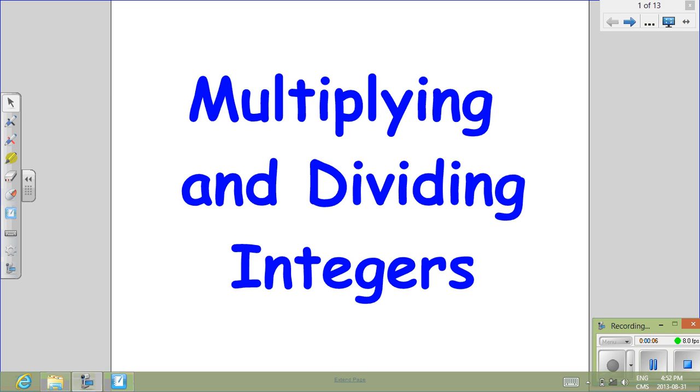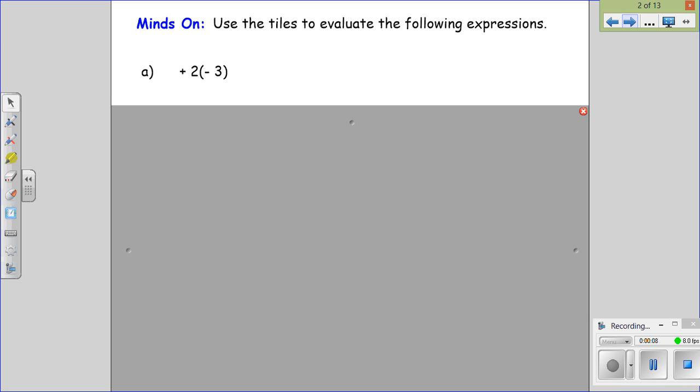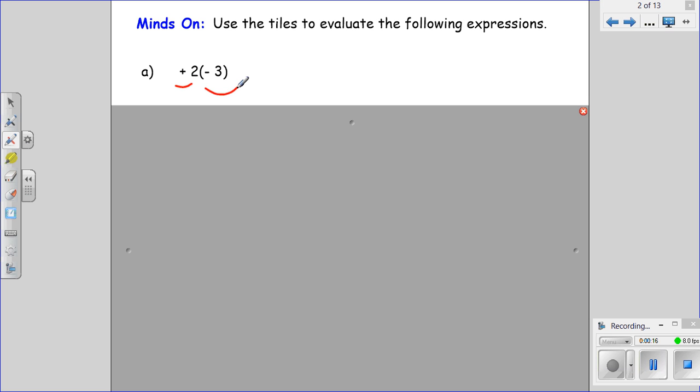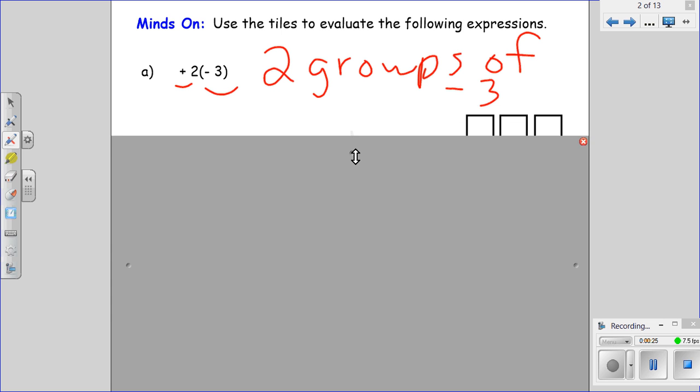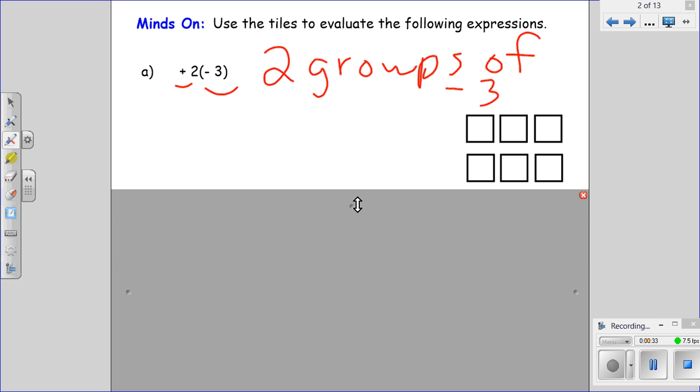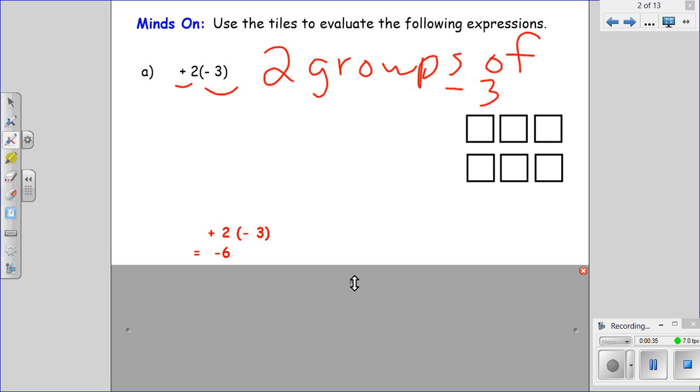Multiplying and dividing integers. We're going to multiply and divide integers using algebra tiles. Now, when I think about positive 2 multiplied by negative 3, that means two groups of negative 3. So when I do that, I've got one group of negative 3, another group of negative 3, because remember, each tile represents negative 1, and I've got a total of negative 6. So positive multiplied by negative gave me a negative.